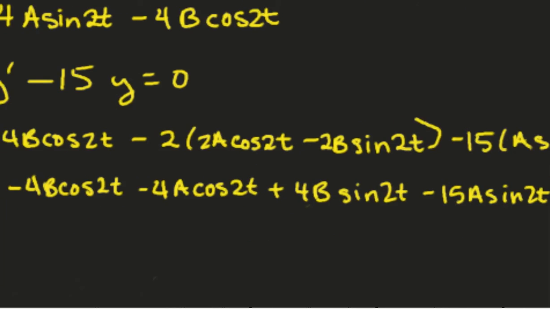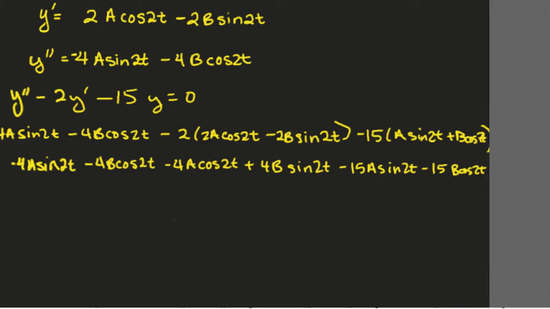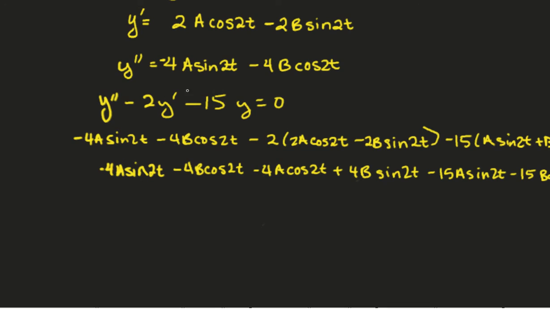Now you combine your like terms. I'm going to zoom out a little bit so I can see the whole thing. All right, let's see what we got here. We got a 4a sine 2t and a negative 15a sine 2t, so it's going to be a negative 19a sine 2t. So that takes care of that one and that one. And then we have a negative 19b cosine 2t. Takes care of that one and that one.